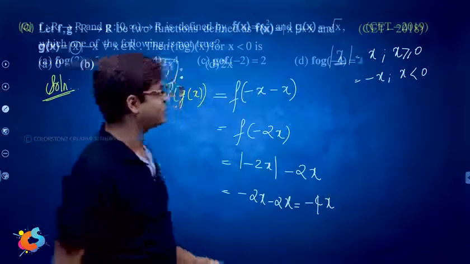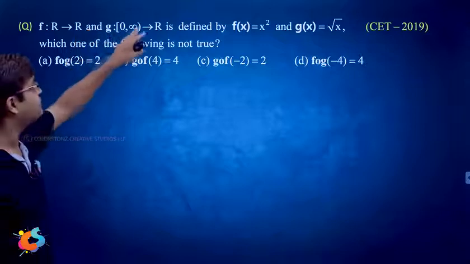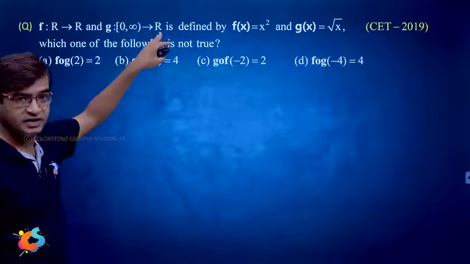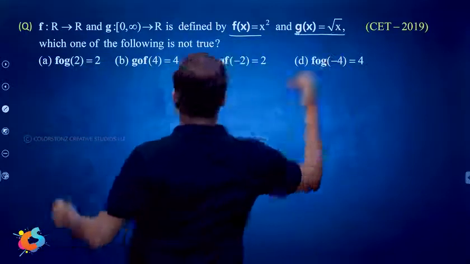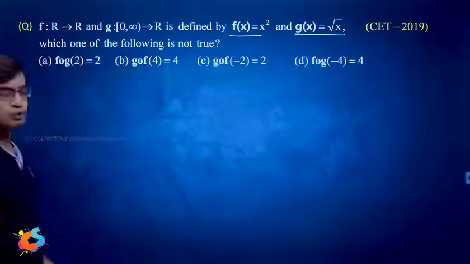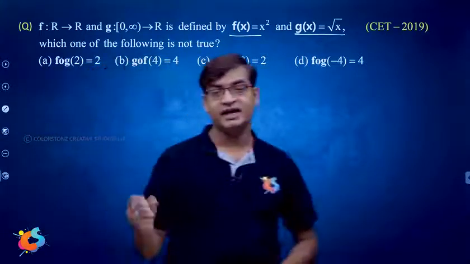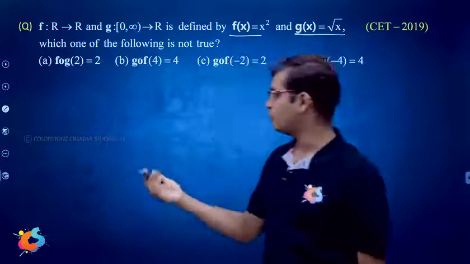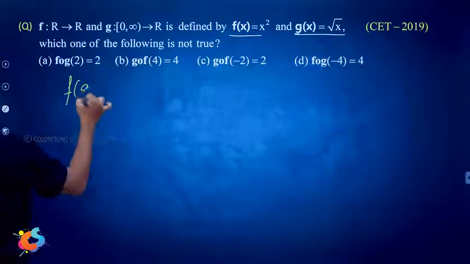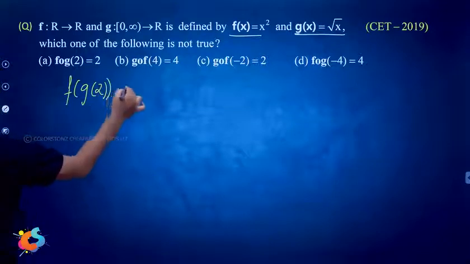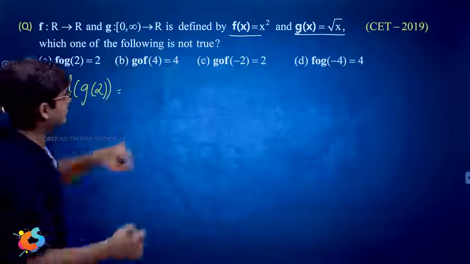Okay, let us take the next question. So here we have f is a function which is mapping from R to R. G is a function which is mapping from 0 to infinity to R. It is defined by f of x is equal to x square, g of x is equal to root x. Which one of the following is not true? We should find the one which is not true, which is false. Okay, what is f of g of 2? This is nothing but, in g means first we should come to the inside thing. What is g of 2? That is nothing but root 2.